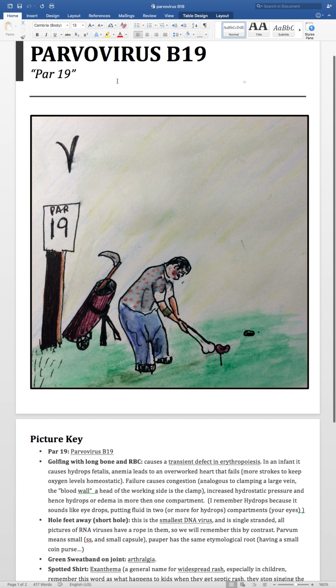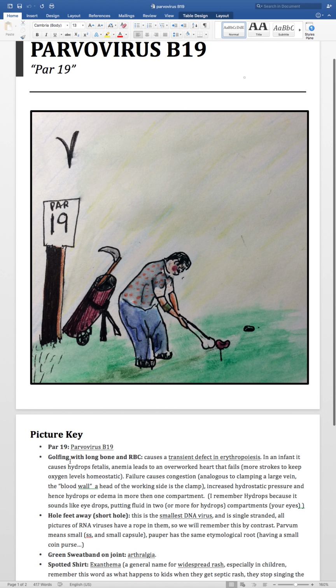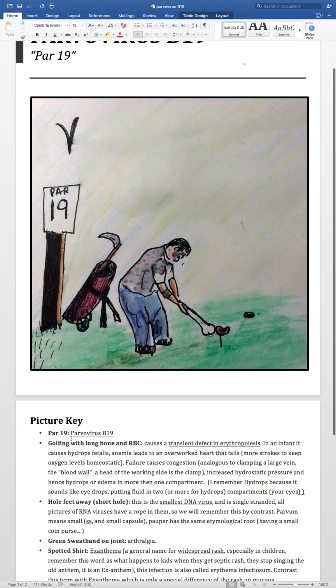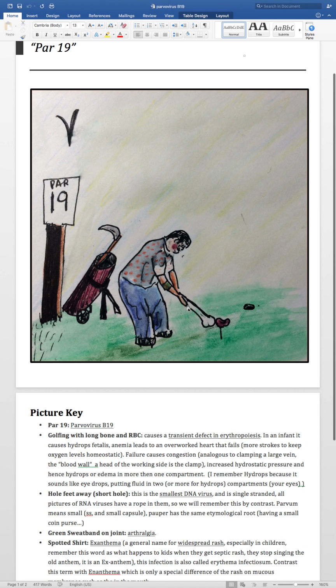So parvovirus B19, Par19. When you hear parvovirus, you immediately think par, you think golf, and you think this picture. You're also going to think golfing with a long bone and an erythrocyte, which is going to represent a transient defect in erythropoiesis. So this is going to have different sort of interesting consequences depending on the physiology of that individual that contracts this parvovirus.